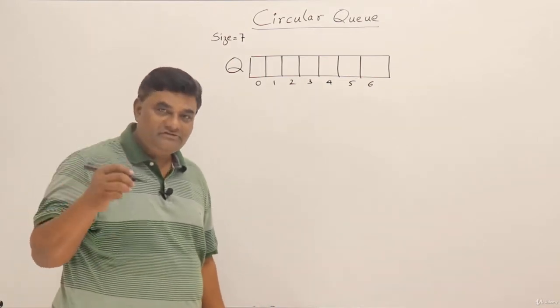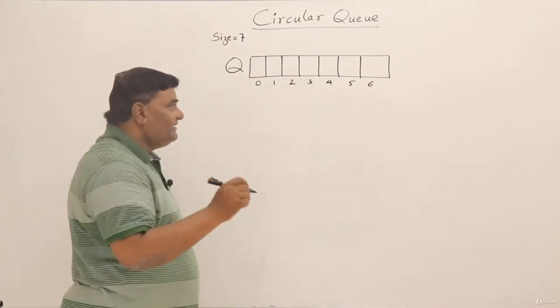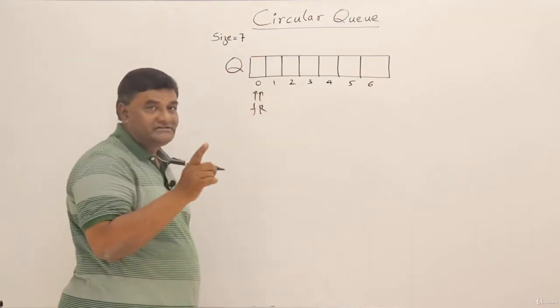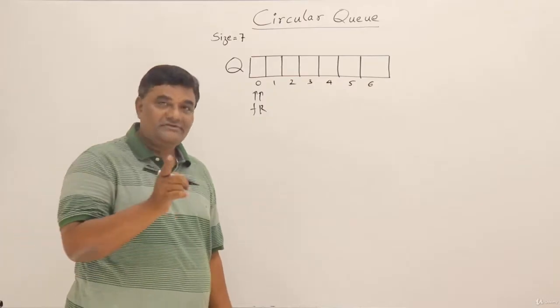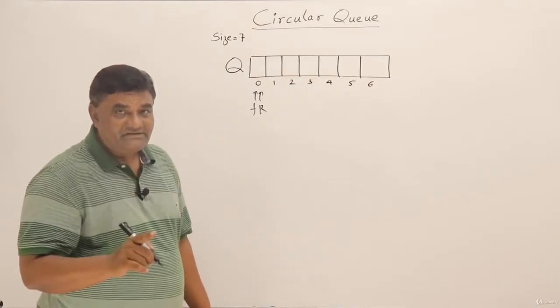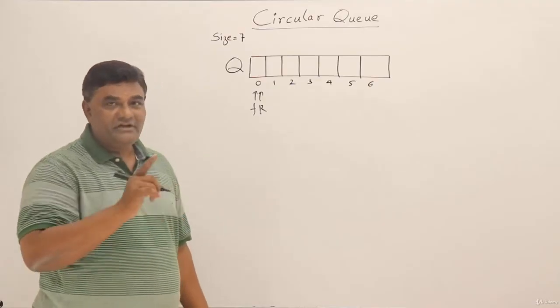Now let us learn about circular queue from the beginning. See, initially front and rear will be at 0. We will not start from -1 now. We will start from 0, so you'll understand why we are starting from 0. Next, using rear we will insert, using front we will delete.